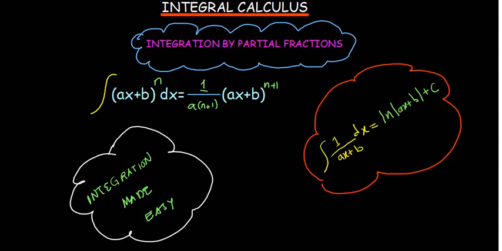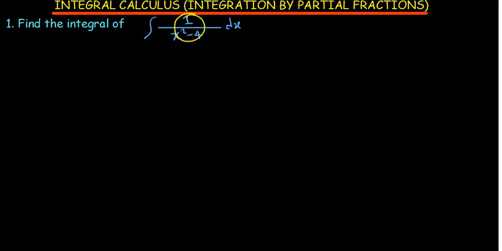We are going to go over integration by partial fractions. Find the integral of 1 over x squared minus 4 dx. The first thing is we need to break this into partial fractions. So we have got 1 over x minus 2, x plus 2.